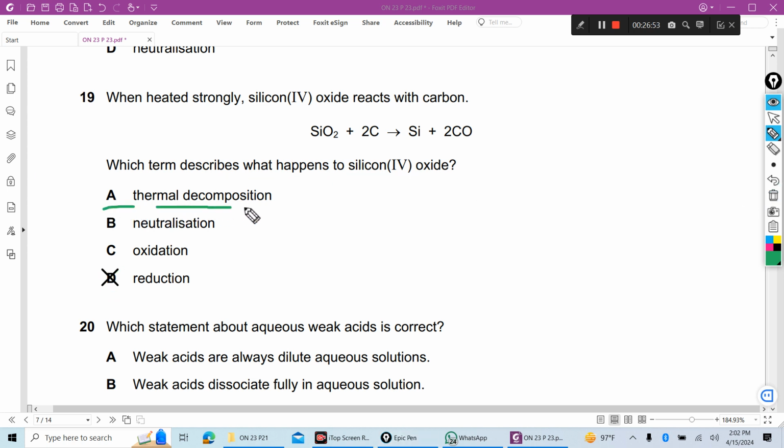A is wrong. Thermal decomposition means breakdown of a compound by supplying heat. So this is wrong. Neutralization, no. Acid reacts with alkali to produce salt and water. This is neutralization. Oxidation, here carbon is oxidized, but the question is asking what happens to the silicon(IV) oxide, that's why reduction.